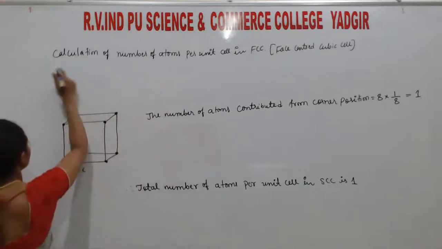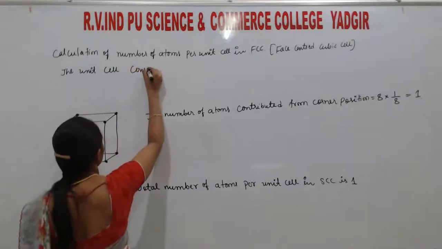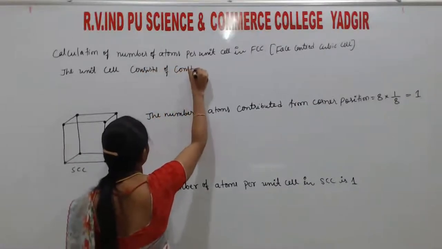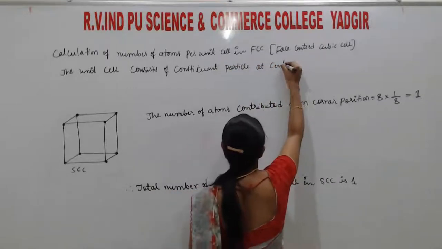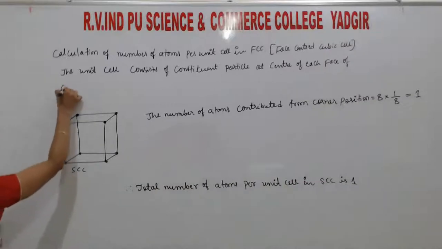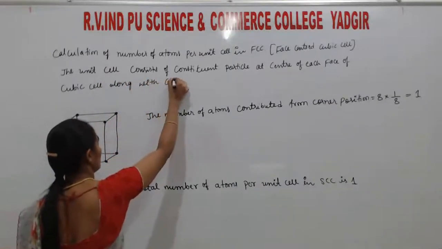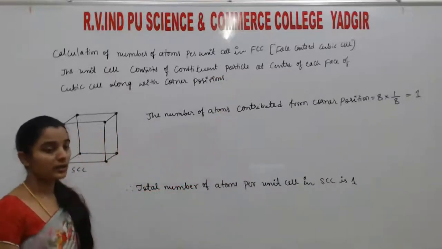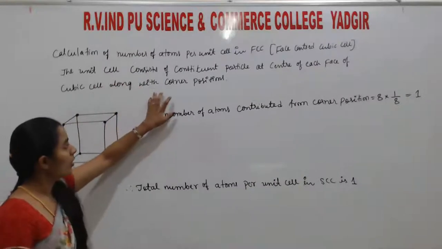Listen, the unit cell consists of constituent particles at the center of each face of the cubic cell along with corner positions. So this is called what? Face centered cubic cell. Means the unit cell consists of constituent particles at the center of each face of the cubic cell along with corner positions.